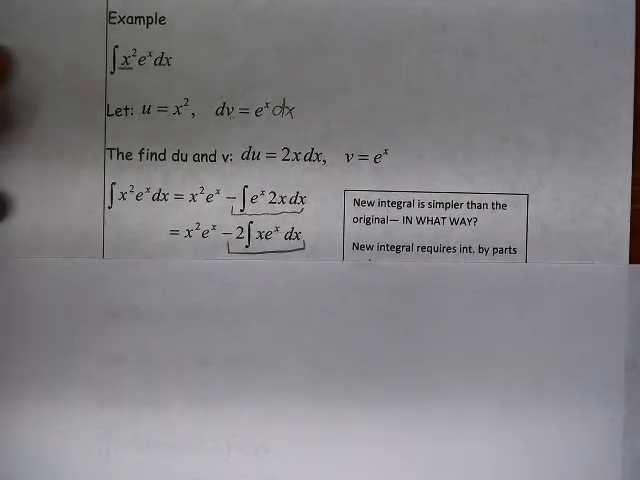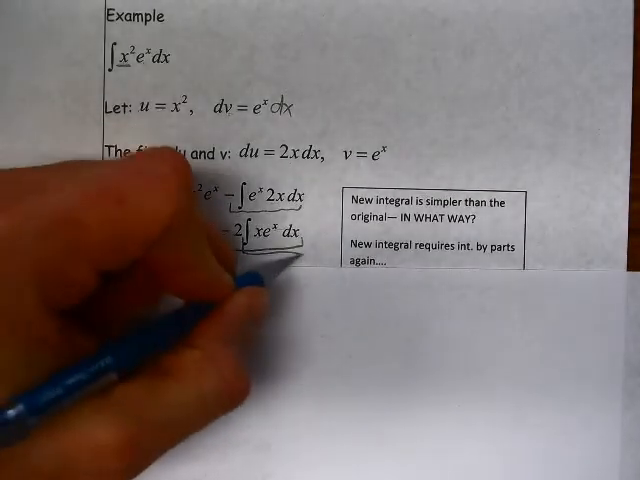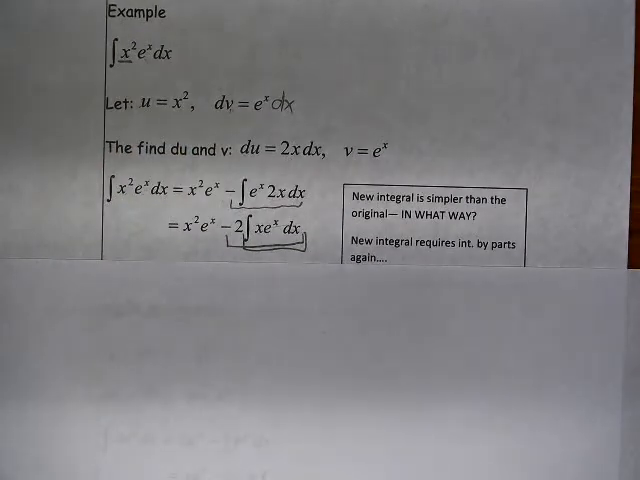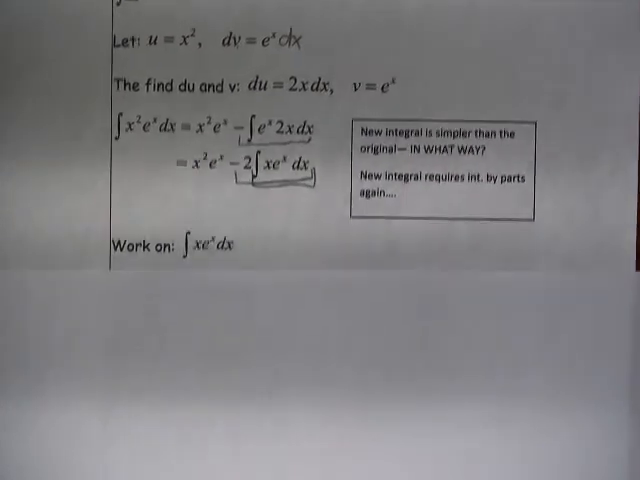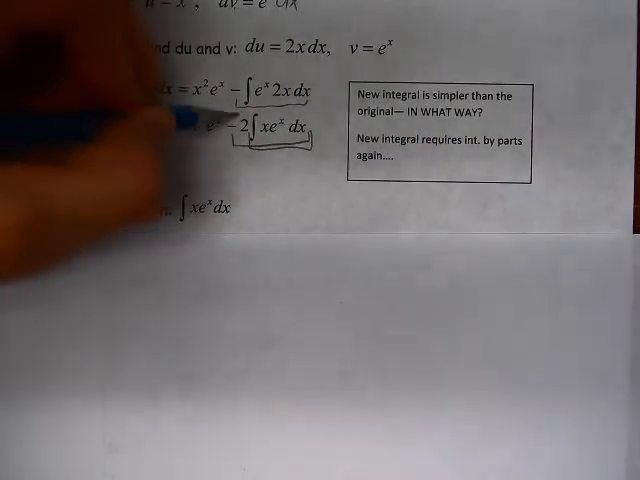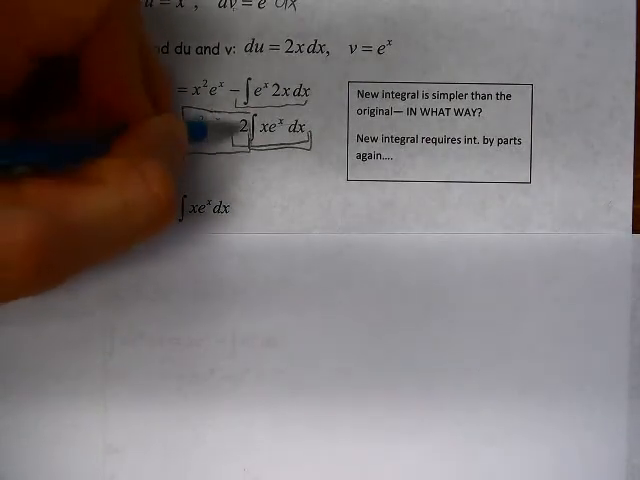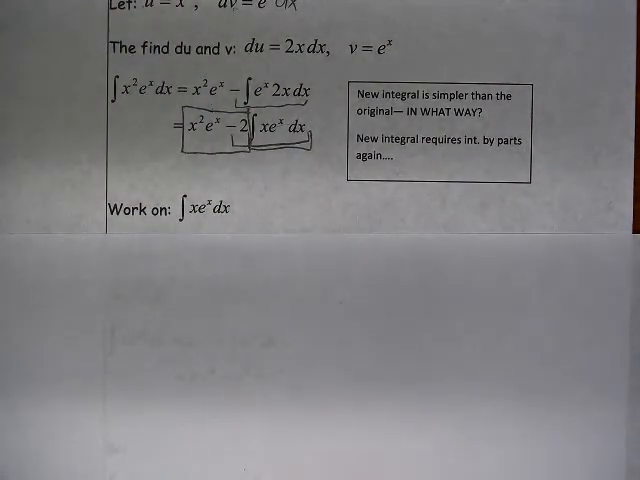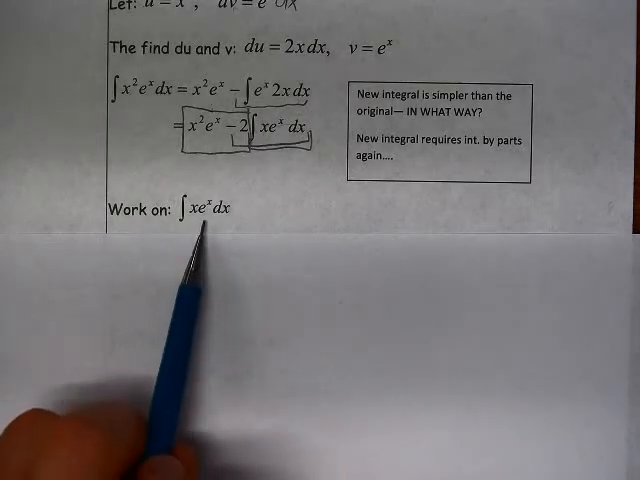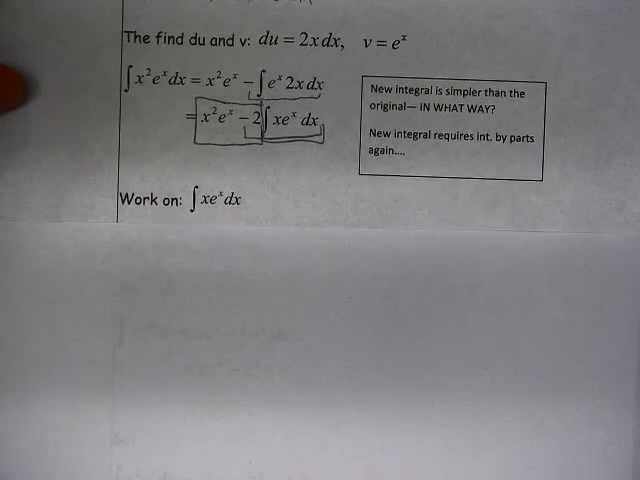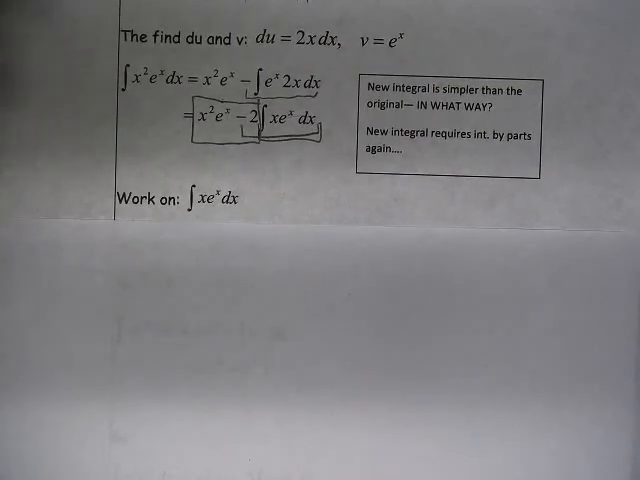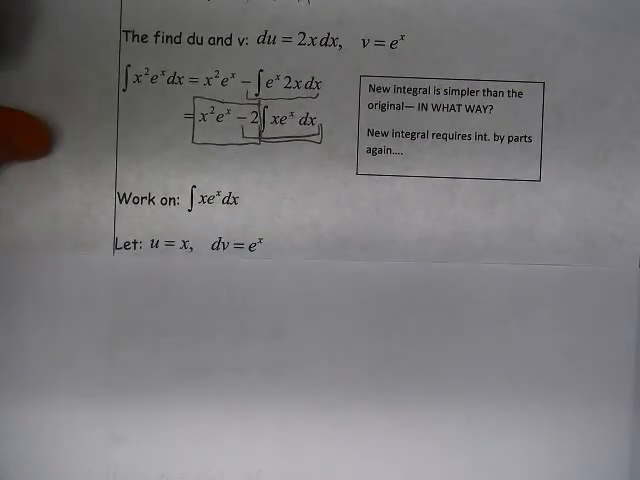So I'm going to work just on this integral of x e to the x dx, and I'm going to use integration by parts again. Part of our answer is this x squared e to the x minus 2 times what we're going to work on now. So we can't forget about that, but for now I'm just going to work on this integral here. And I'm going to go through the same process. It's an integration by parts.